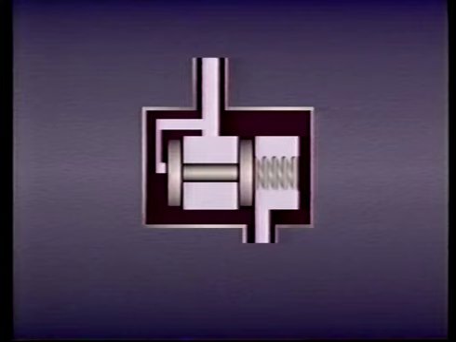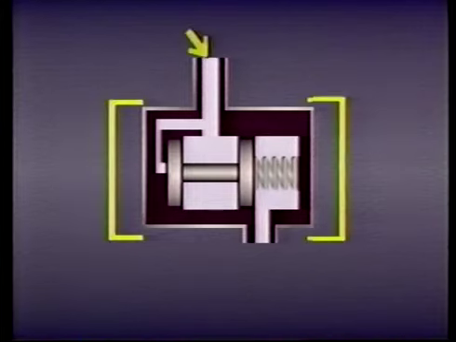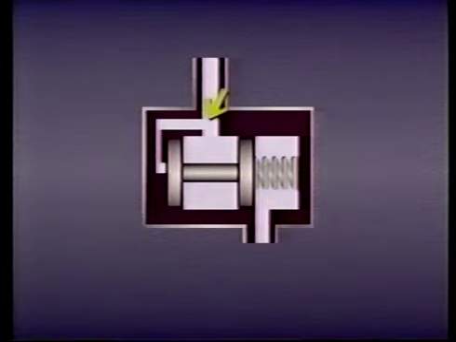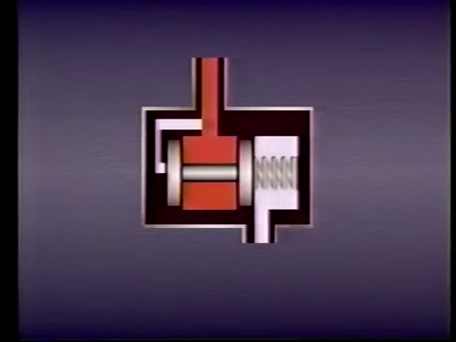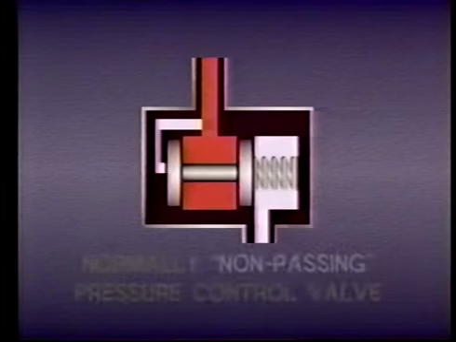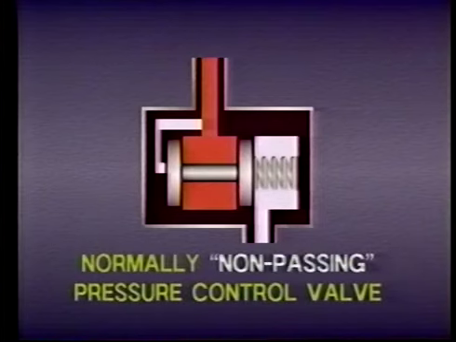Pressure control valves generally consist of a valve body with an inlet port, an outlet port, an internal moving part called the spool, and a spring at one end of the valve which biases the spool. That is, the spring holds the spool in position at one end of the valve body. At the other end, a small internal passageway leads from the inlet port to the end of the spool opposite the spring. If the spool is biased so it blocks the flow of fluid between the 2 ports, we call it a normally non-passing pressure control valve.